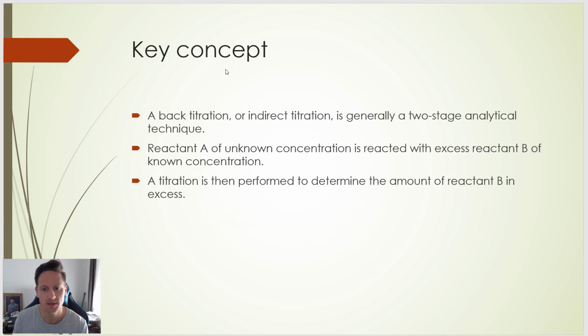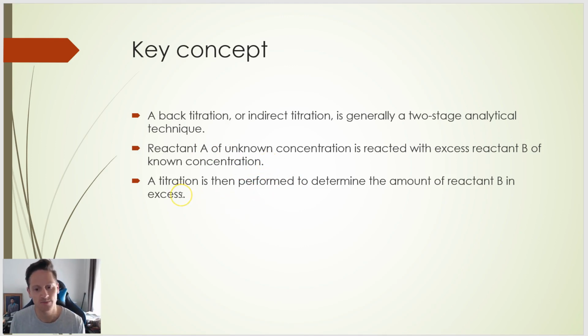So the key concept here is that a back or an indirect titration is generally a two-stage analytical technique. You've got a reactant, which we can call A, of unknown concentration, reacted with excess reactant B of a known concentration. The word excess means more than enough of. So essentially really saturating it with that excess reactant. And the key there is we know that concentration. The whole point of it is to find out the unknown concentration of reactant A.